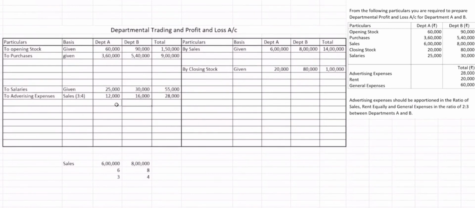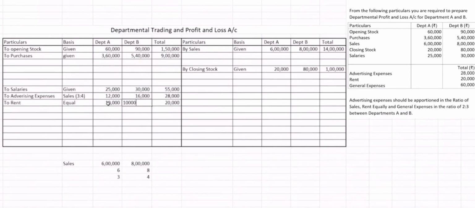Next one is rent. So I'm writing over here to rent. Total amount of the rent is rupees 20,000. Now what they have said about rent? Rent equally. So here basis is equal. So here I'm going to write 10,000 and here as well 10,000.